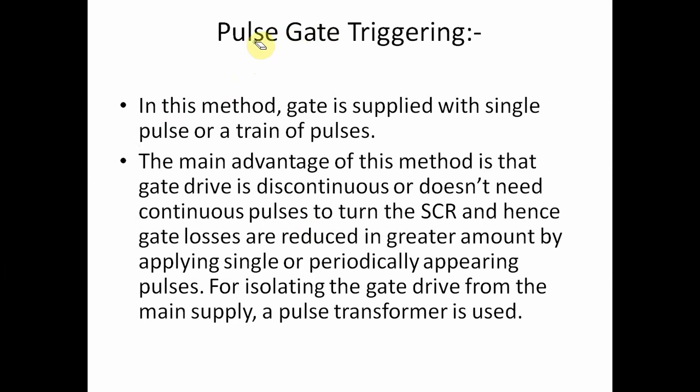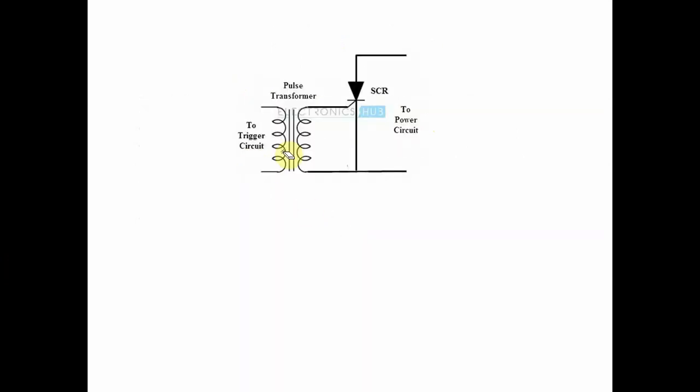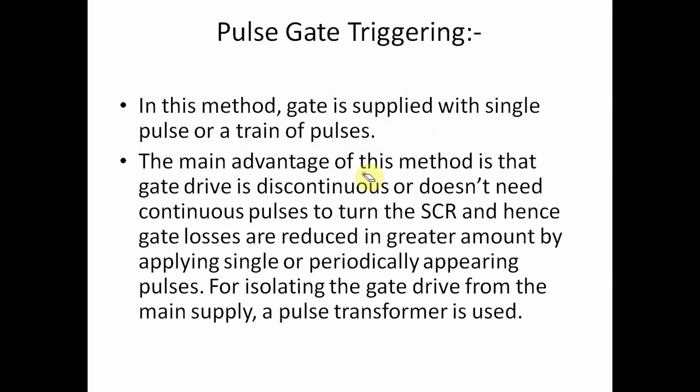Now the next triggering method is the pulse gate triggering method. In this method, the gate is supplied with a single pulse or a train of pulses. The main advantage is that the gate drive is discontinuous and does not need continuous pulses to turn on the SCR, so gate losses are reduced greatly by applying a single or periodically appearing pulses. For isolating the gate drive from the main supply, a pulse transformer is used.